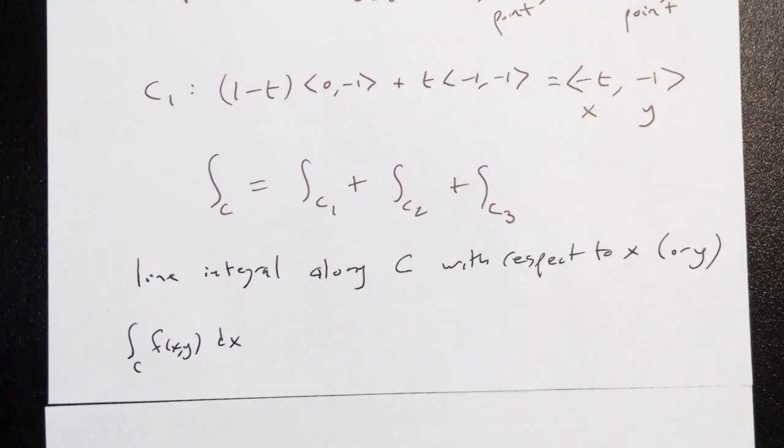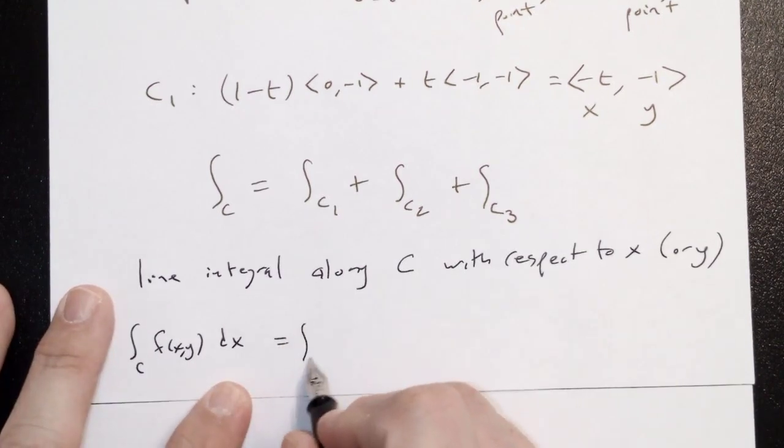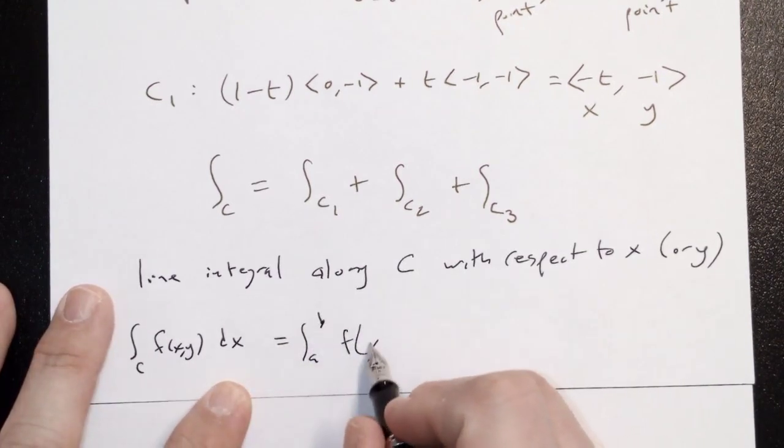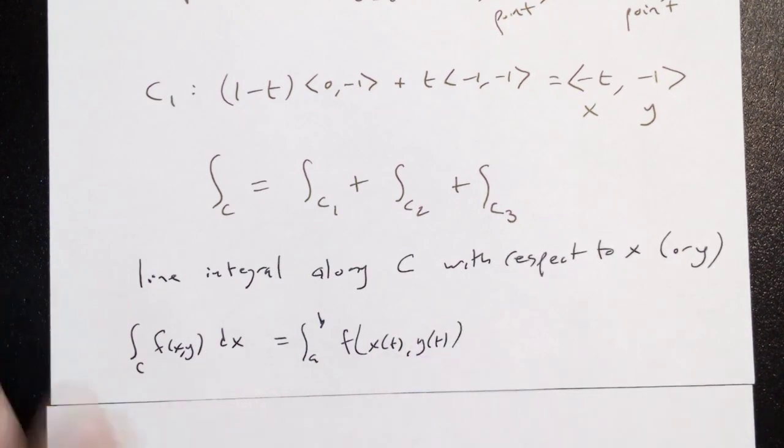Well, I'm going to do the same parametric equations. I'm going to put in x of t and I'm going to put in y of t. And so I'm going to get the integral from a to b of f of x of t, y of t. But now I don't get ds, I get dx. Wait a minute. Chain rule. What's dx here? Oh, dx dt would be x prime, right?